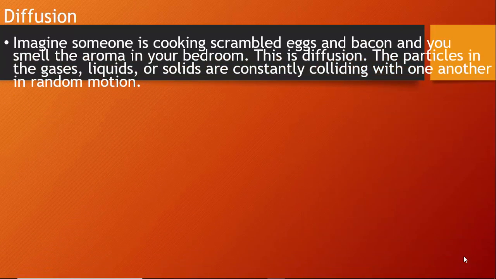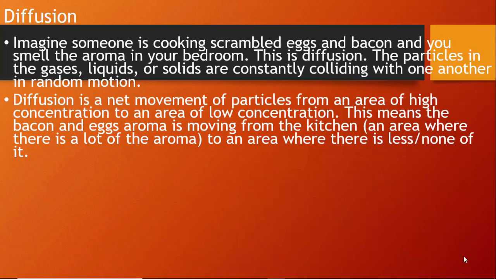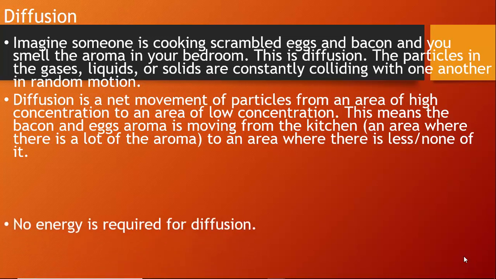Now, imagine someone is cooking scrambled eggs and bacon, and you smell the aroma in your bedroom. This is diffusion. The particles in the gases, the liquids or the solids, are constantly colliding with one another in random motion. Now, diffusion is a net movement of particles from an area of high concentration to an area of low concentration. Well, what does that even mean? Well, this means the bacon and eggs aroma is moving from the kitchen, an area where there is a lot of the aroma, to an area where there is less or none of the aroma.